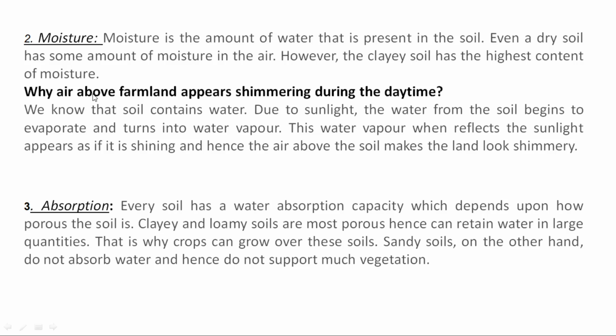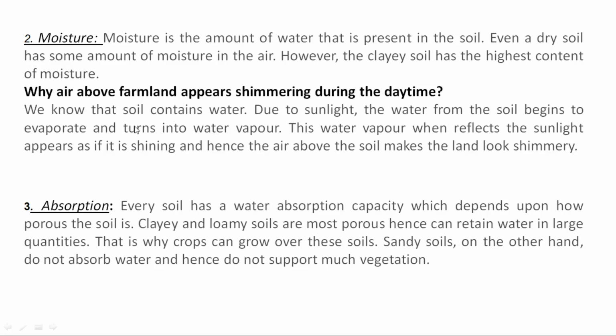There is one question: why does the air above farmland appear shimmering during the daytime? Have you seen the water shimmering? When you are boiling water, what used to happen above the water? There is the movement of water vapor, which you used to see above the boiling water as shimmering, and that you used to see above the farmland.